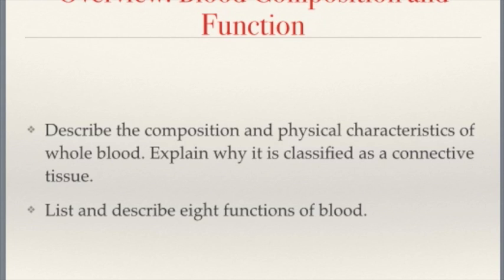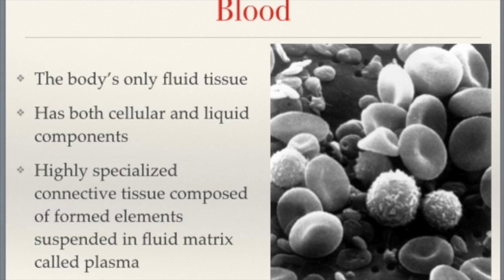All right, so I'm going to go right into our first slide on blood. Blood is the only fluid tissue in our body. It's also a connective tissue. That's what I really want you guys to focus on, that blood is a connective tissue, and I want you to be able to understand why it is a connective tissue. The main reason is that it has both cellular and liquid components, like connective tissue. There are cells living in the connective tissue surrounded by an extracellular fluid-like matrix. And that's what we see in blood.